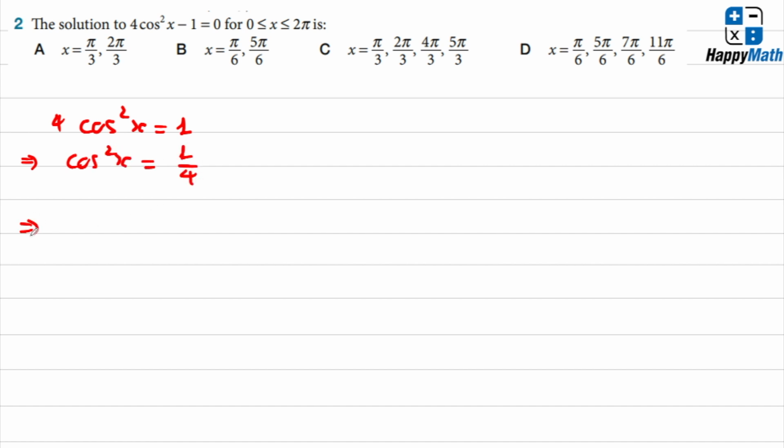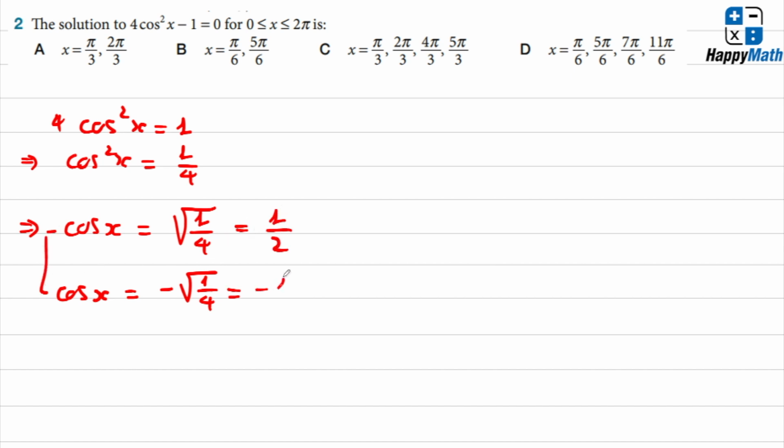This means you will have two solutions. First one, cos h equal to square root of 1 over 4. And the second one, you got minus square root of 1 over 4, like here. And the next one is 1 over 2, and here you got minus 1 over 2. The cos h equal to 1 over 2, that is the first equation.